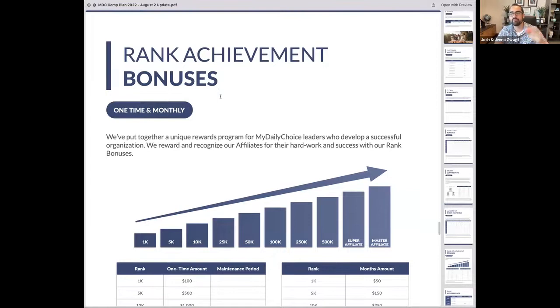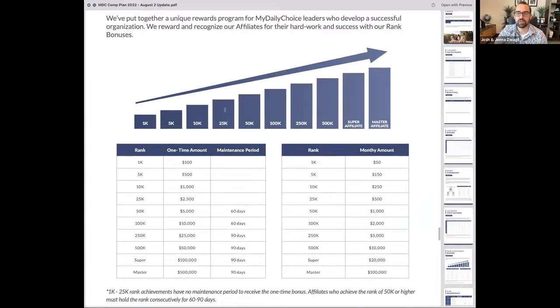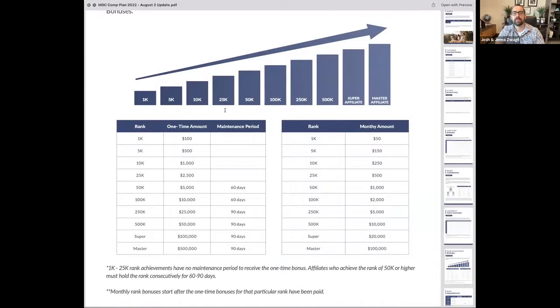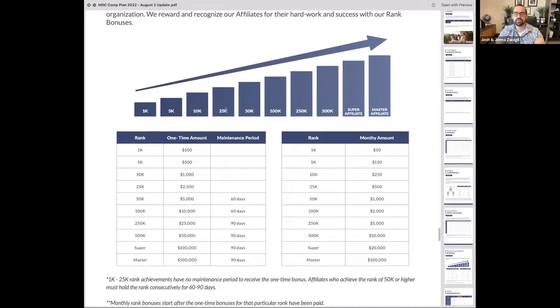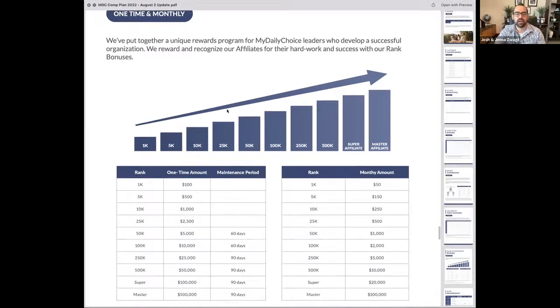This payout is based on the unilevel, and our rank is not based on the binary. It's based on how much sales you're doing in your enrollment tree, which we'll talk about. The rank achievement bonuses are broken down into one-time payouts and monthly payouts. The one-time payouts you get as you hit the rank. The monthly payouts are after you have achieved the one-time payout, and you get those every month. So let's get into it.